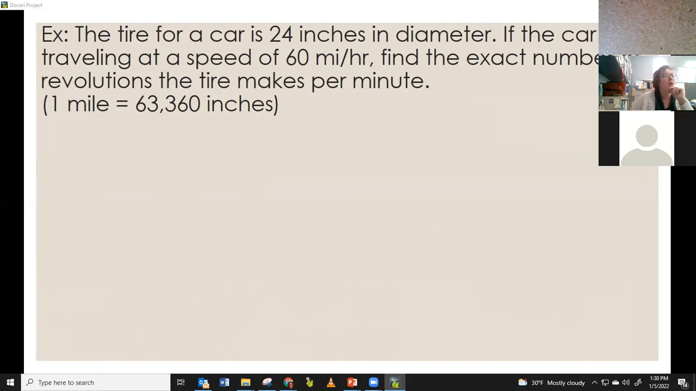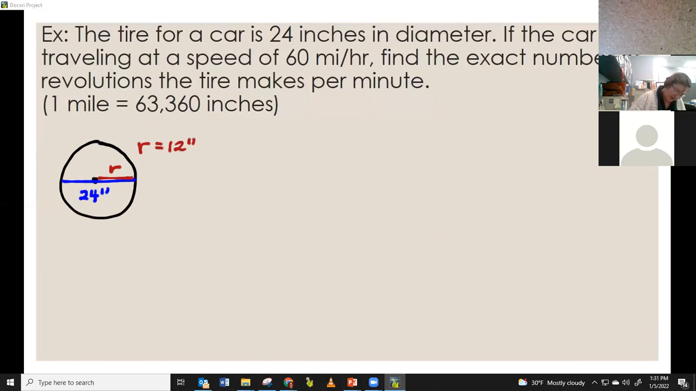All righty, so on this problem here, it says the tire for a car is 24 inches in diameter. So if this is my tire, here's my diameter, 24 inches. How big would the radius be? 12 inches, yes.